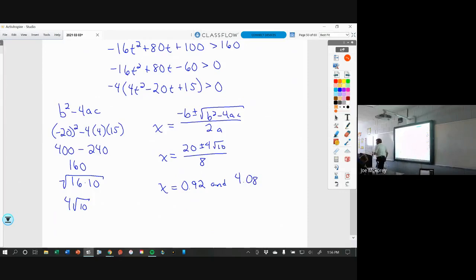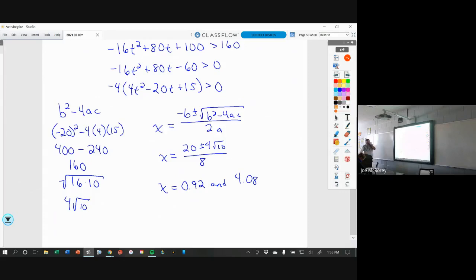Do those values make sense? Is 2.5 halfway between those two values? Yes. How do you find if it's in the middle or not? It's the average, isn't it? Yes. So 4.08 plus 0.92 is 5, and half of 5 is 2.5, so we're good.